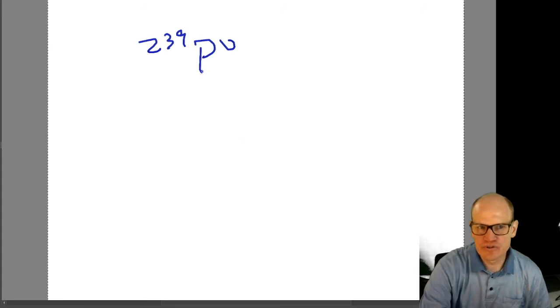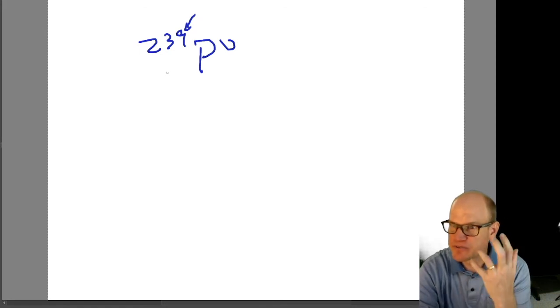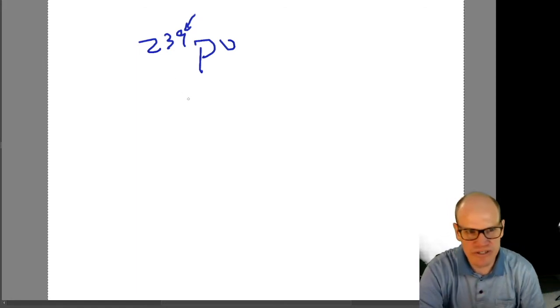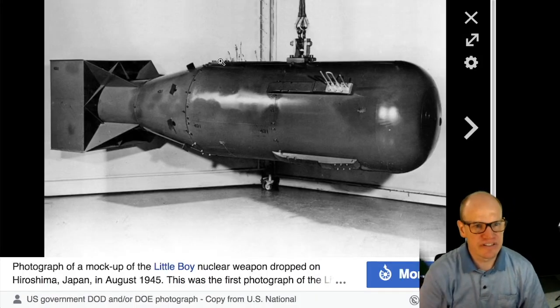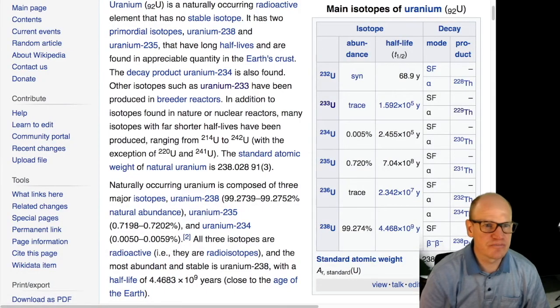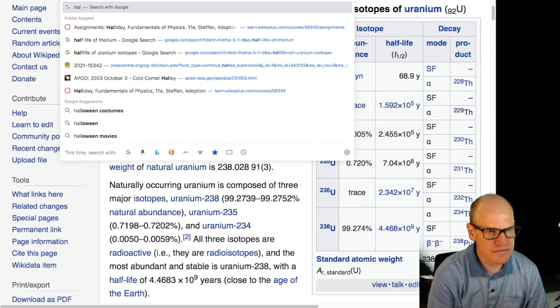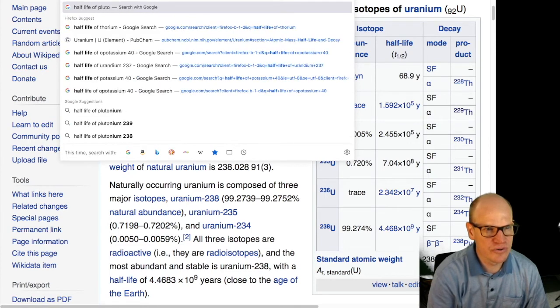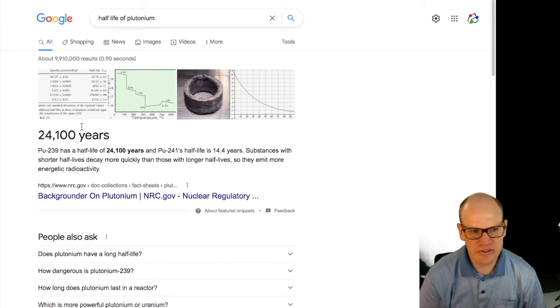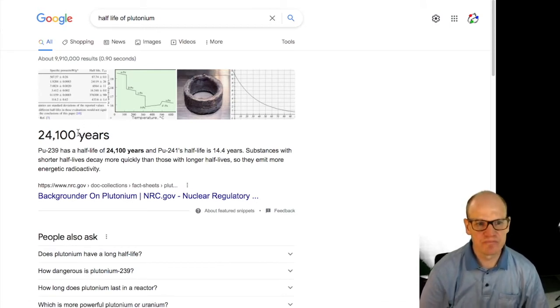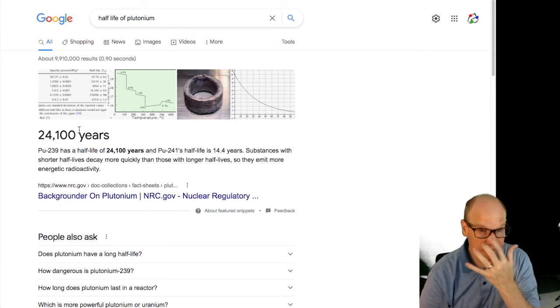So plutonium-239, notice that it has an odd number, and therefore it will produce fissions more readily than the even numbered elements. This is not something that occurs in nature. It has a shorter half-life. If we look at the half-life of plutonium isotopes, the half-life of plutonium is 24,000 years. That's not very long. So any plutonium that was made at the creation of the solar system is basically gone. So plutonium doesn't work very well.